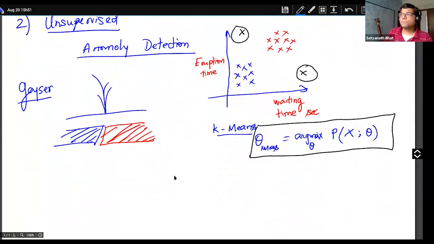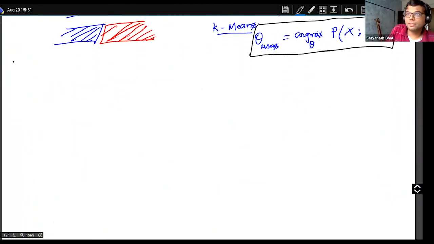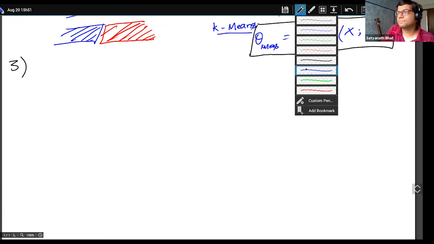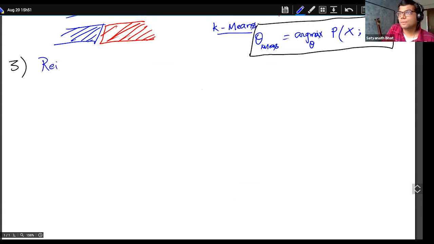Okay, so moving on, the third important category that we have is called reinforcement learning.